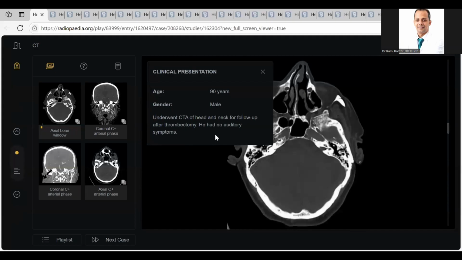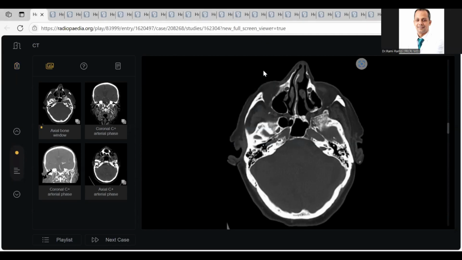Candidate is ready. Yes. Can you request a control or should I scroll for you? Yes, I will request the control. A 90-year-old male patient underwent CTA of the head and neck for follow-up after thrombectomy. He had no auditory symptoms. Go on, doctor.